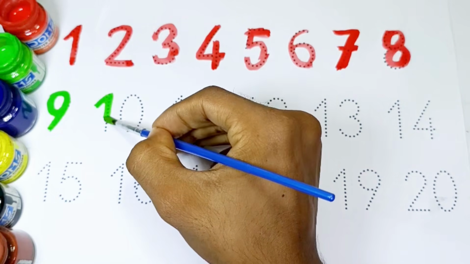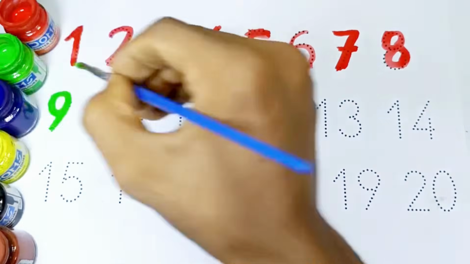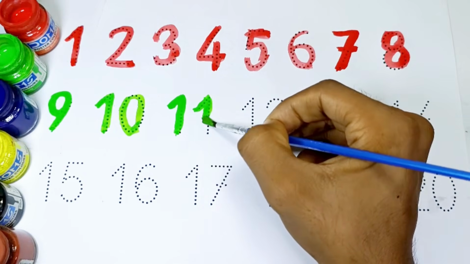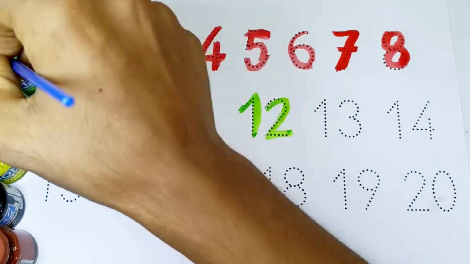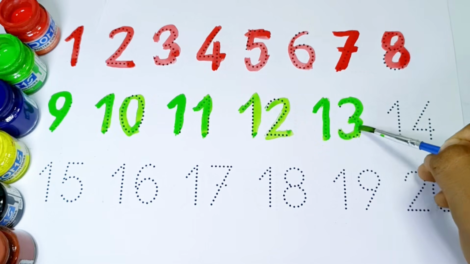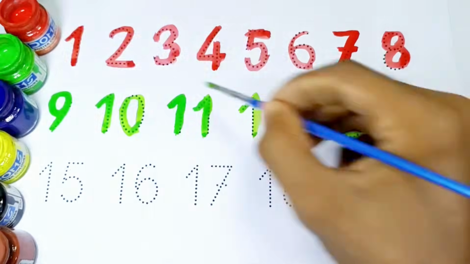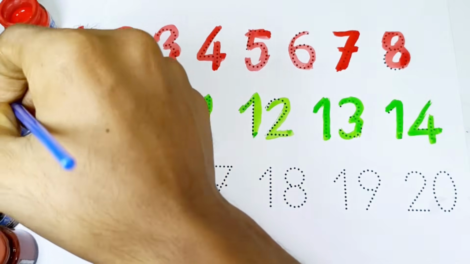9, 10, 11, 12, 13, 14. Kids, now you draw 15. The numbers of 15 and use blue color.